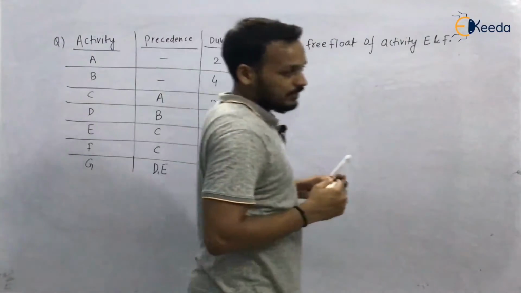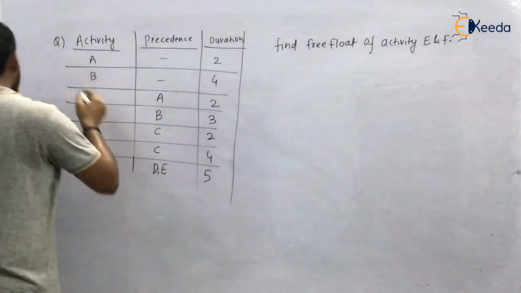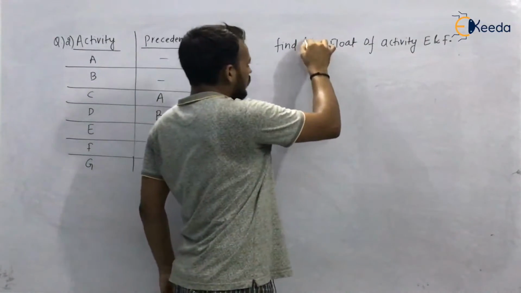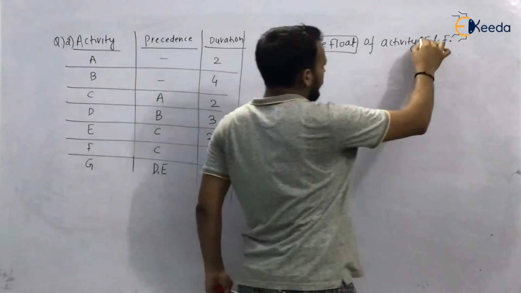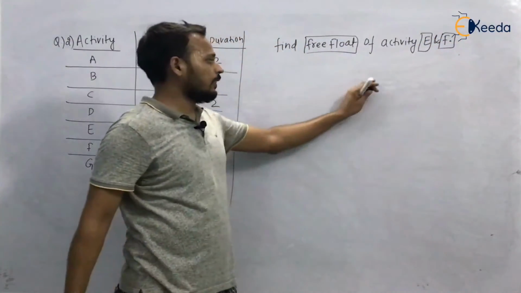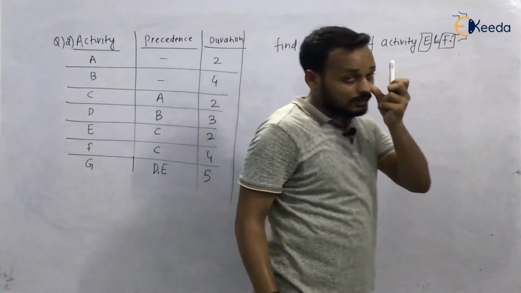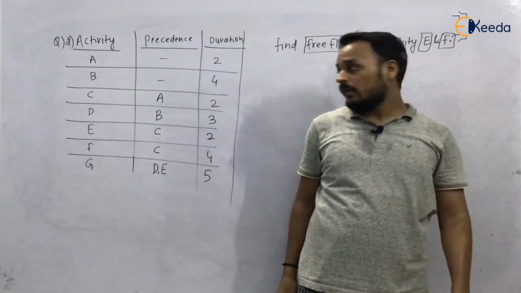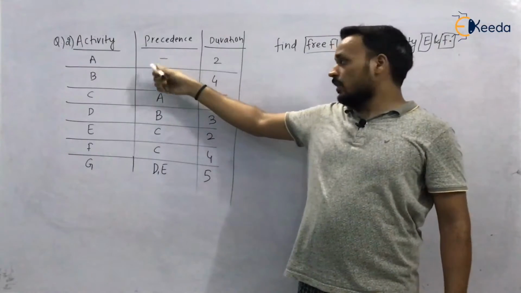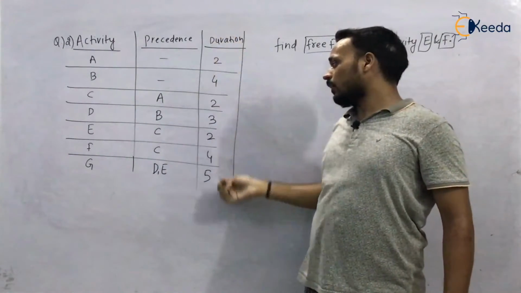So this is our second question. They are asking to find the free float of activity E and activity F. You can see in the last question the network diagram was already given, but in this question the activities, the precedence relationship, and the time for completion of each activity are given.